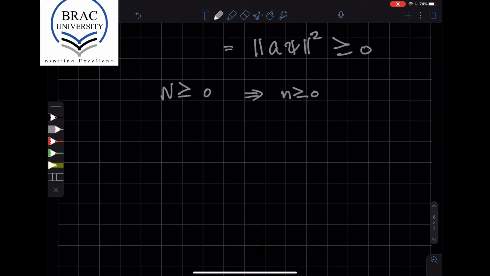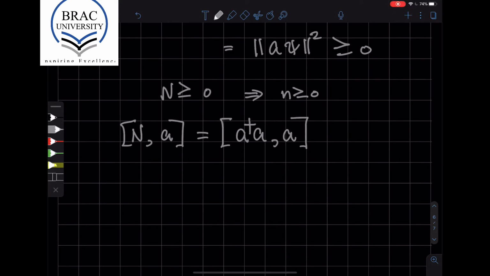Next, let us figure out the commutator between N and a. So remember, N is a dagger a. Now we can use an identity. This is a very useful identity for commutators: if you have a product of two operators and we evaluate the commutator of that product with another operator, then we can write this in terms of commutators of the individual operators. To see this, let's write this out fully.